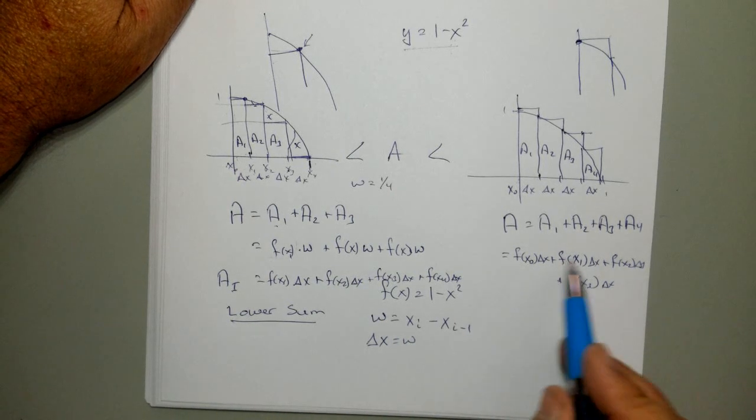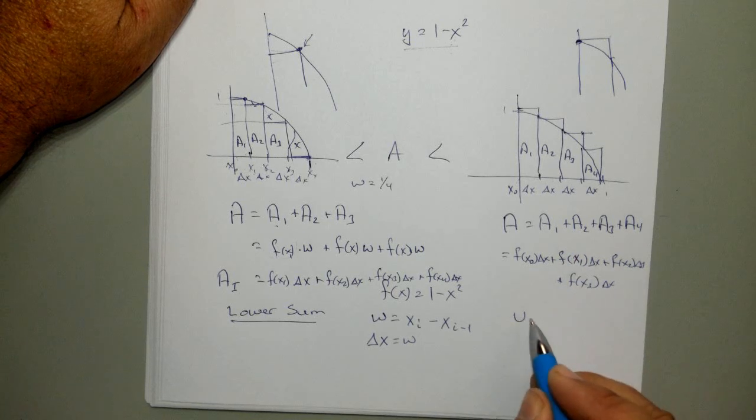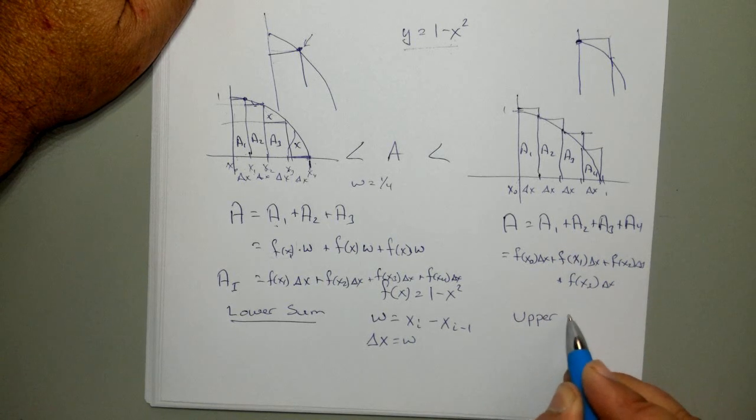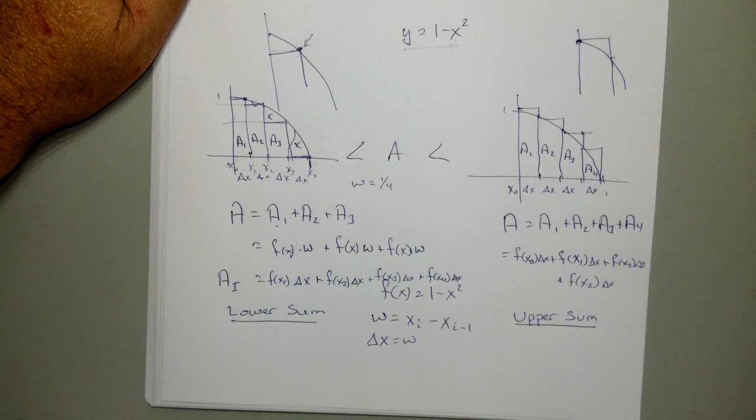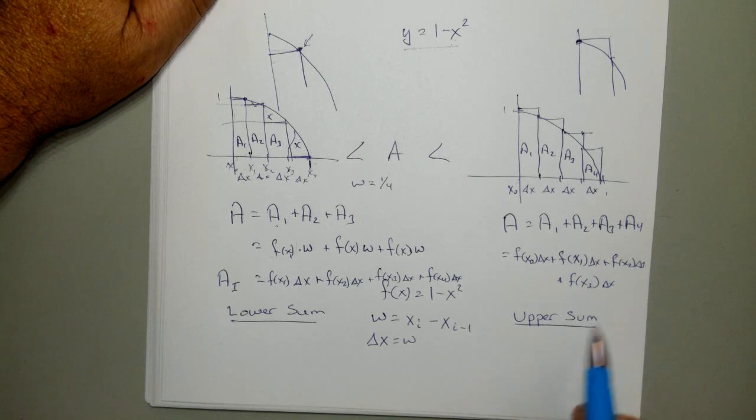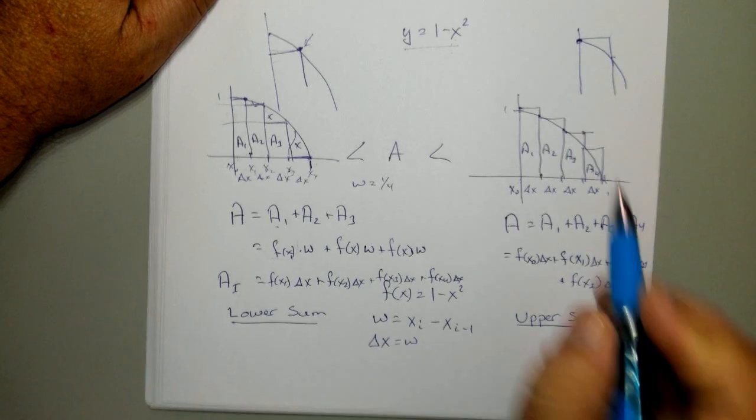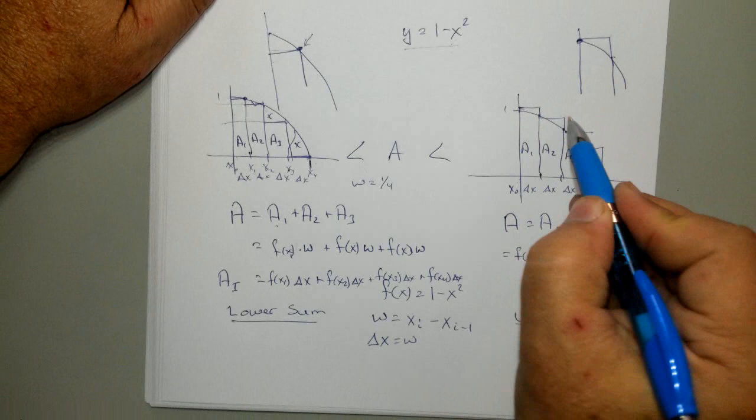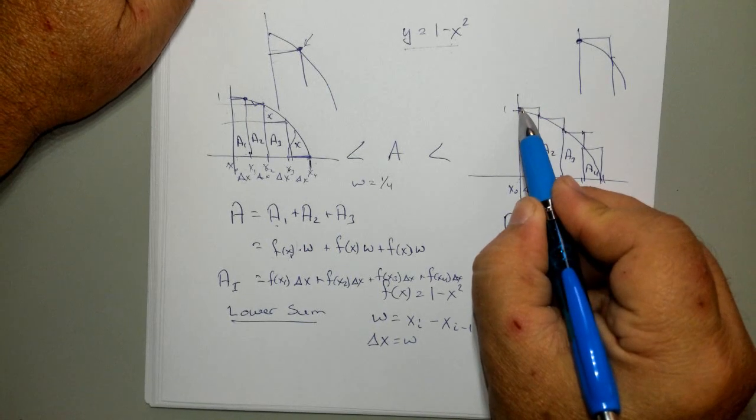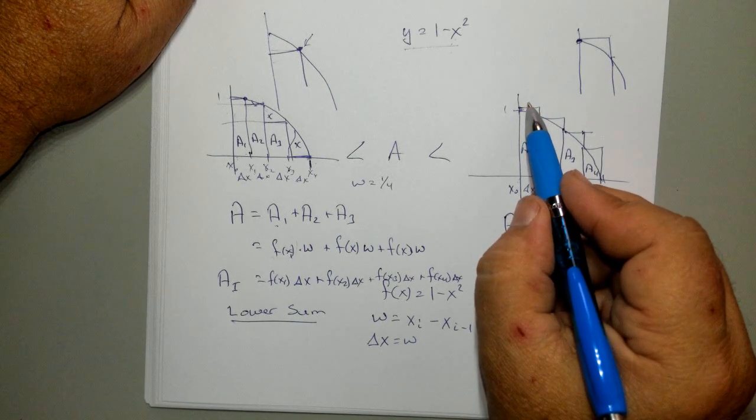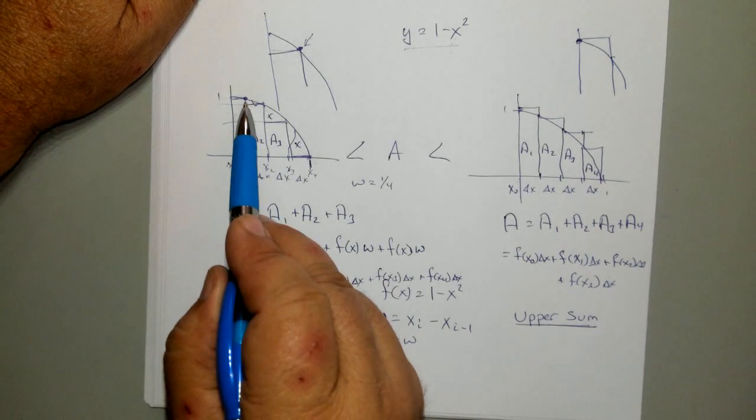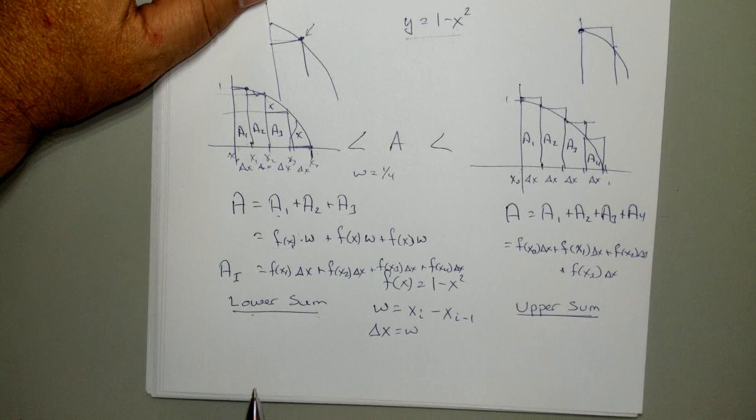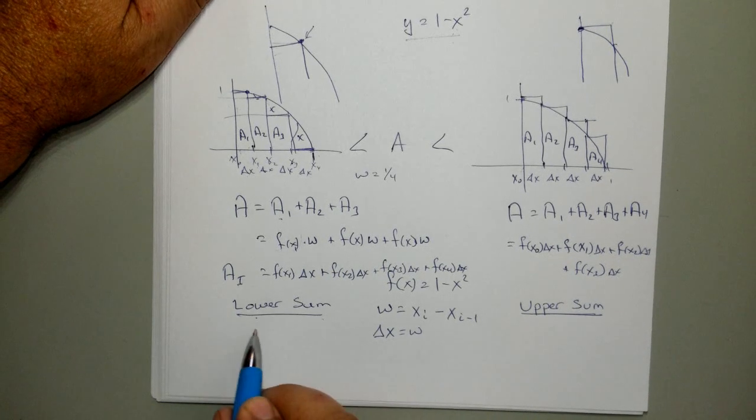So what do you think this one's going to be called? That one's called the upper sum. So the upper sum is taken, in this case, on the left end of the interval. The lower sum, because it's a decreasing function, is taken on the right-hand side of the interval. These guys have other names.